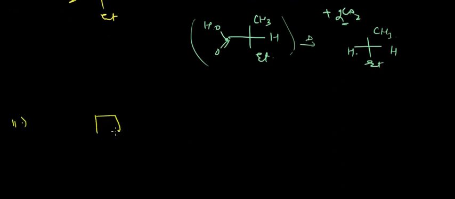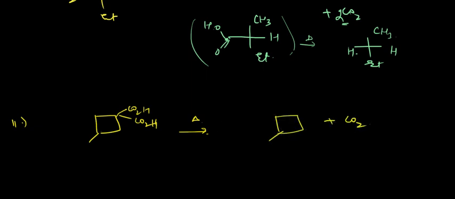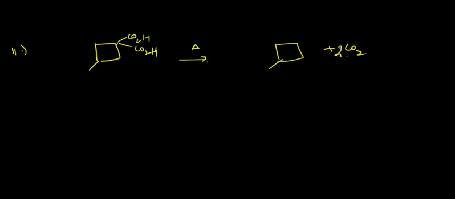Okay, let's discuss another example where we have, again, 2 CO2H attached on the same carbon atom, or in other words, a geminal dicarboxylic acid. Then what will we be getting? Again we can get the same thing plus CO2. Obviously you can add 2 here.